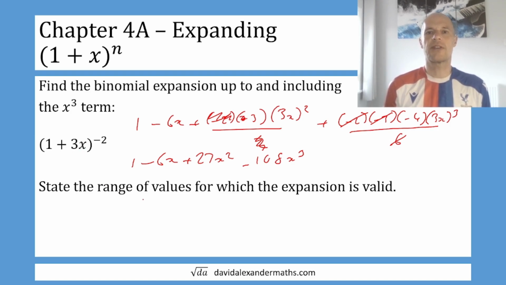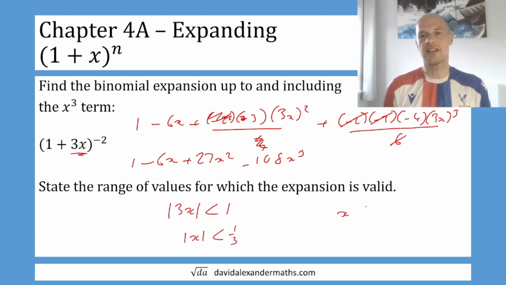We're not just squaring the x, we're squaring the whole 3x, or cubing the whole 3x. Now, the range of values for which the expansion is valid is slightly different. Instead of it being the modulus of x is less than 1, the modulus of 3x must be less than 1. That means the modulus of x must be less than 1/3. So it only works if x is between minus 1/3 and positive 1/3. But that is the answer. The modulus of x must be less than 1/3.